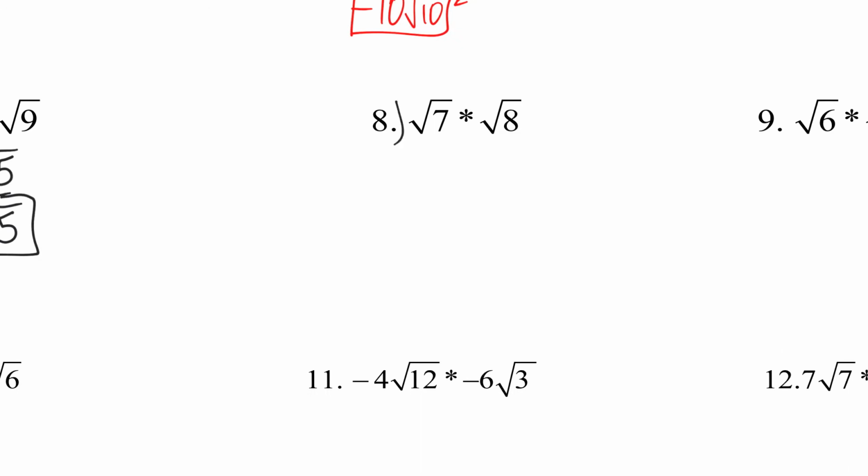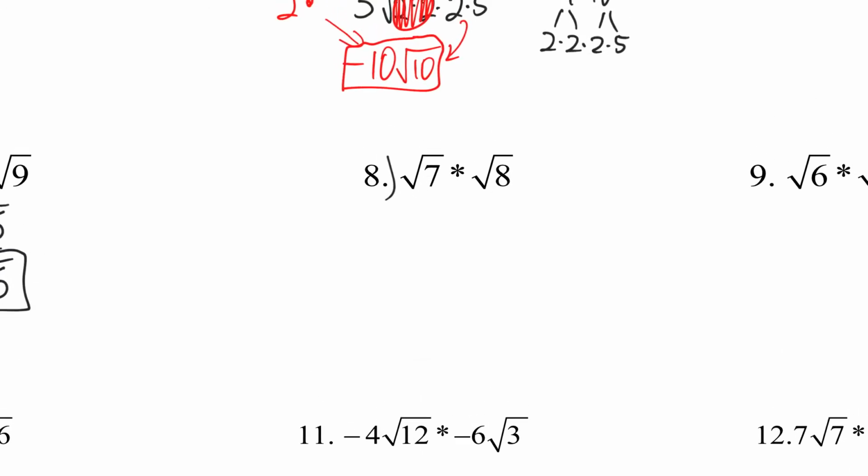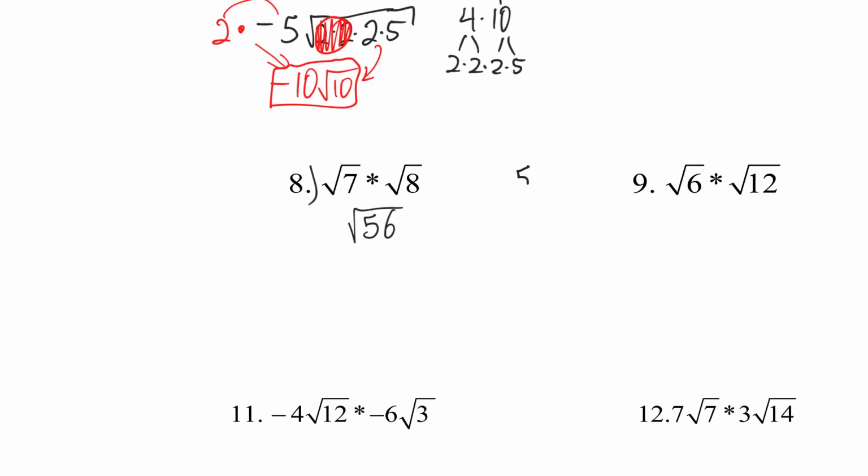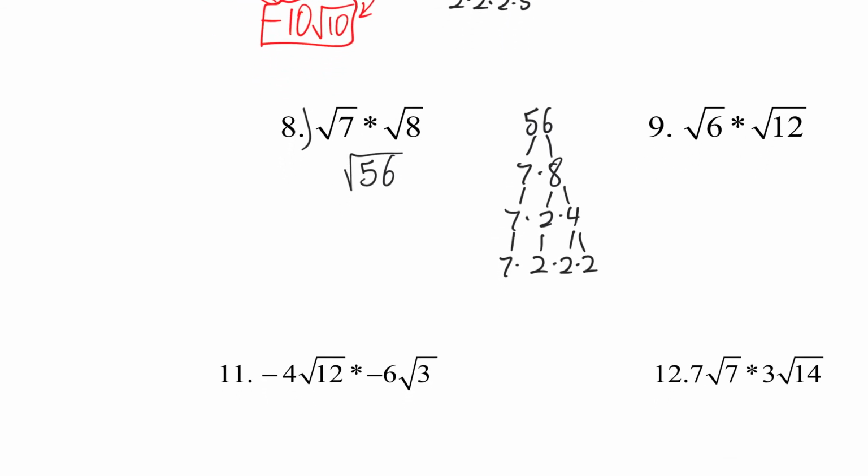Okay, number 8, 7 times 8. This is going to give us square root of 56. So how does 56 break down? 7 and 8. Obviously 7 times 8. So we get 7, 2, 4. We're going to get 7, 2, 2, 2. All right, so we have 2, 2, 2, 7. One pair of 2s. It's going to bring a 2 out here, so we have 2 square roots of 14.